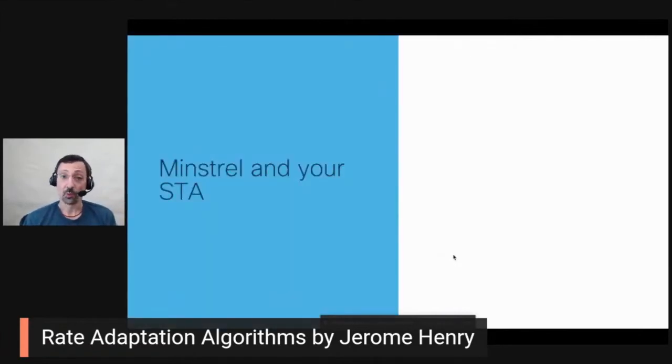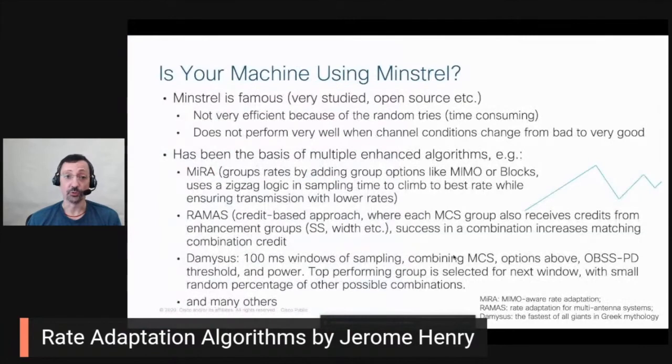And by the way, what about your station? I was telling you that Minstrel is a very well-studied system, but it's not necessarily the one you're using. In fact, there have been multiple variations of Minstrel. Some of them are interesting to mention. One of them is MiRA. MiRA stands for MIMO Aware Rate Adaptation.